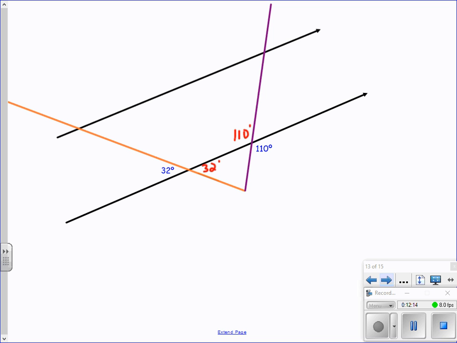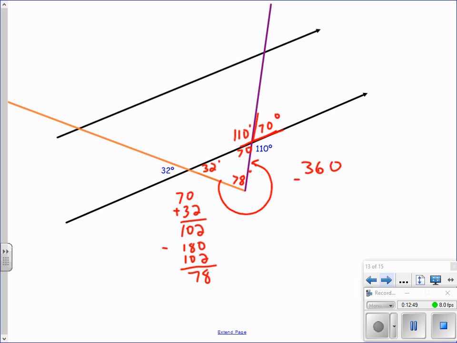If this is 110, and this makes a straight line, then this one's got to be 70. And remember, it looks like it's 70 because it's smaller than 90. This one's got to be 70, and then we can find the bottom here because 70 plus 32 is 102, and if I subtract that from 180, that leaves us with 78 degrees. This one is 78. In fact, we could also find this, the reflex angle, because that would be 360 minus 78. So, not too bad.